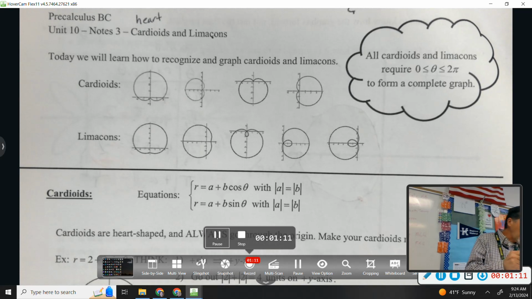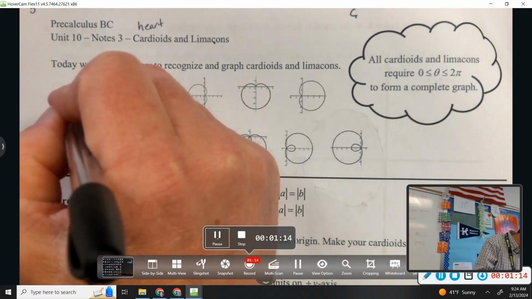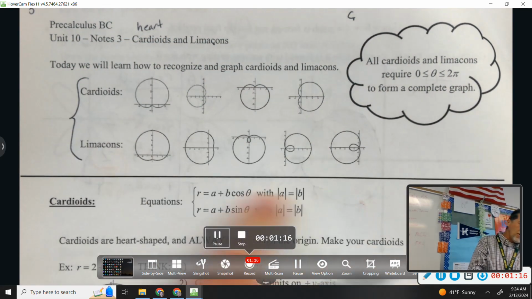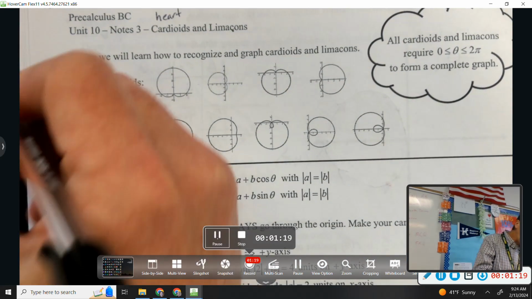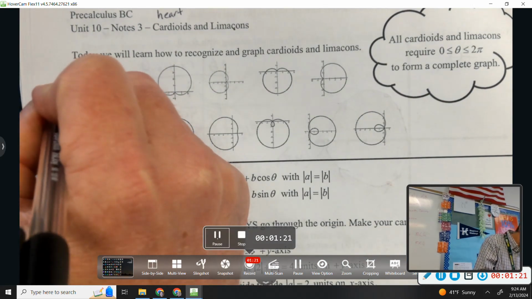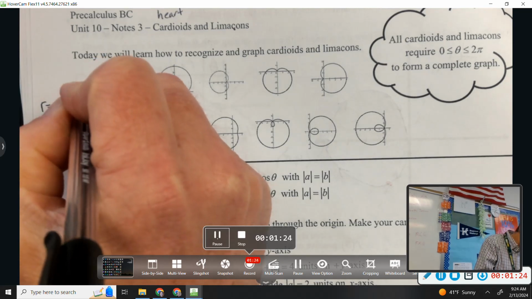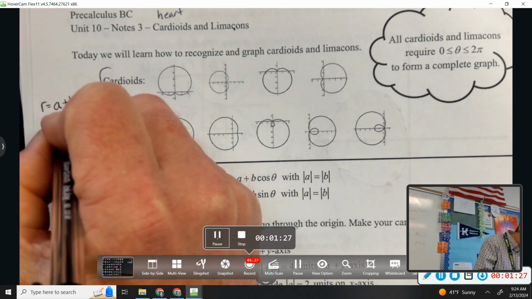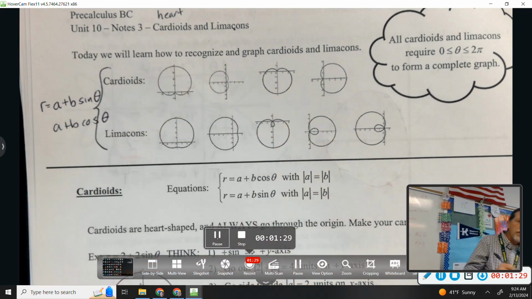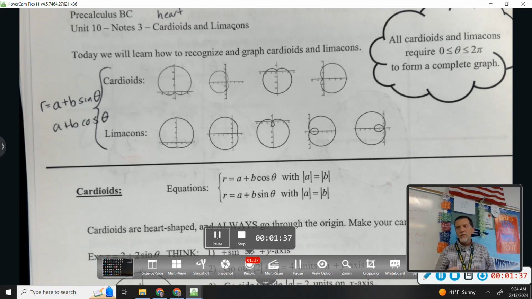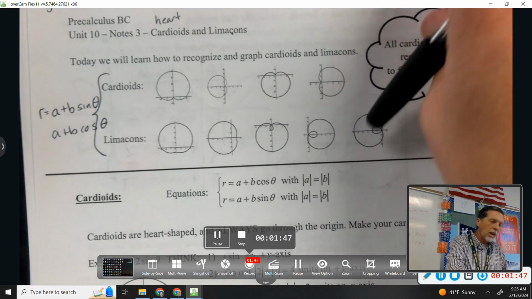The reason we do them together is because their equations are the same, a plus b sine theta or a plus b cosine theta. The relative value of a and b determines if it's a cardioid or a limaçon. So that's why they're grouped, because their equation looks the same. They're separate because their graphs look different, based on the values of a and b.